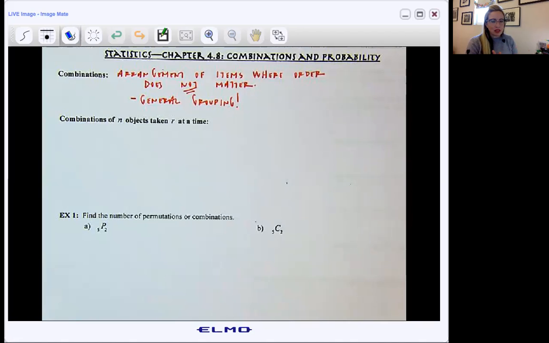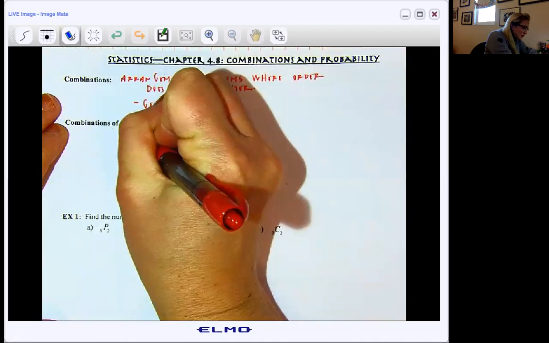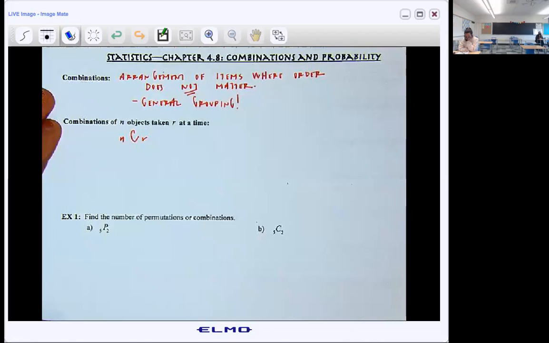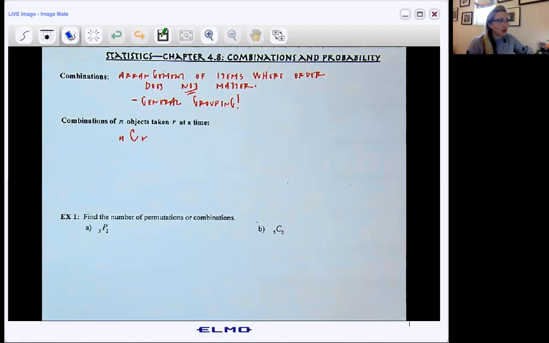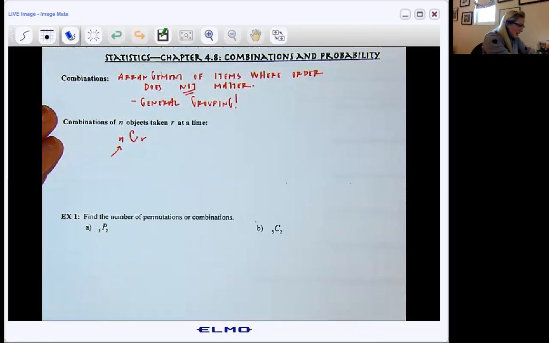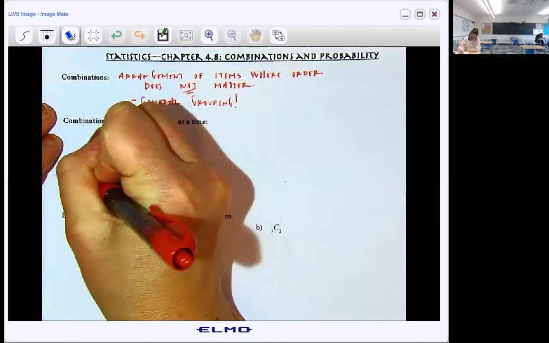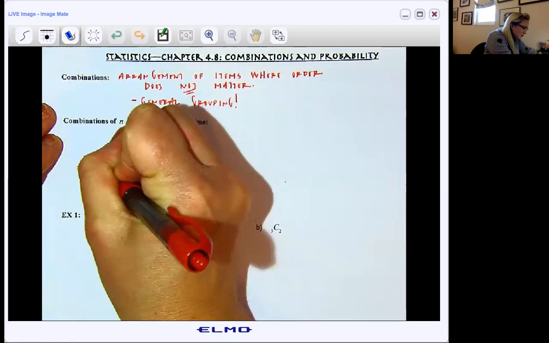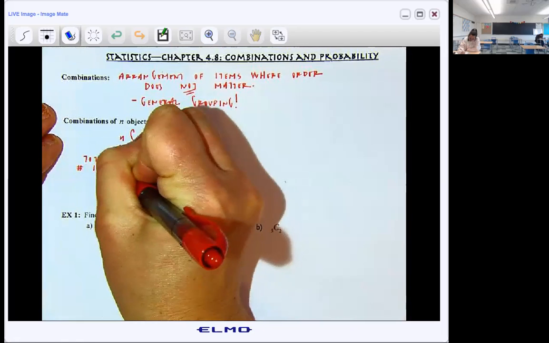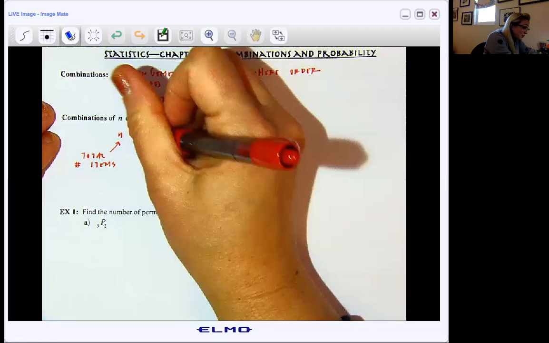All right, so first I'm going to show you the calculation. So instead of a P, we're going to see a C show up. So nCr, or n choose r. Okay, n is our total items, whatever we're looking at. So the total number of items. And then r is the number of items of interest.